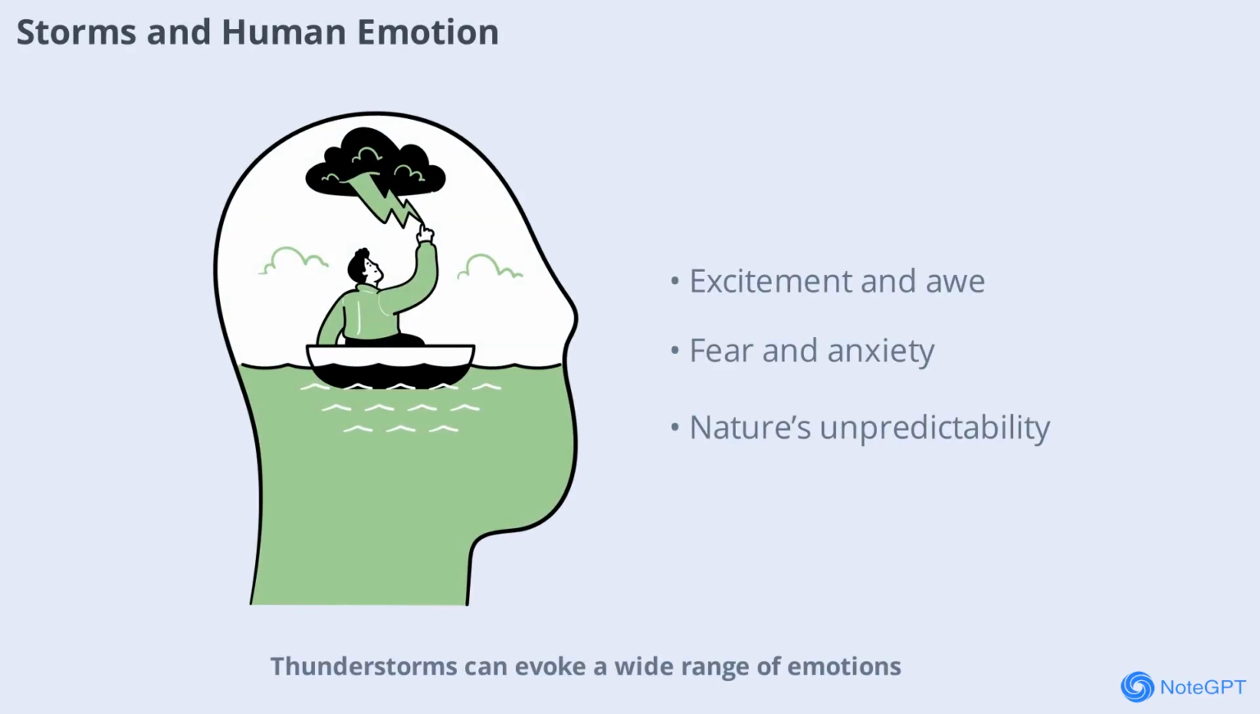Thunderstorms can evoke a wide range of emotions, from excitement and awe to fear and anxiety. The sound of thunder and the flash of lightning can trigger memories and feelings, reminding us of nature's power and unpredictability. For some, storms are a source of inspiration, while for others, they bring unease. Understanding our emotional responses to storms can help us cope with their impact and find meaning in their presence.